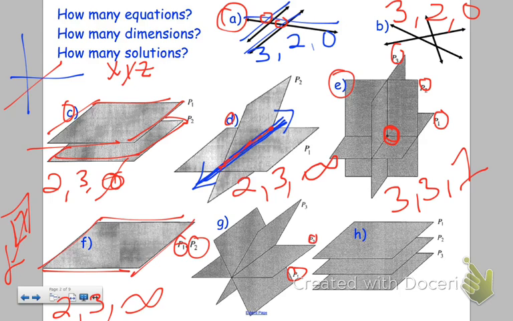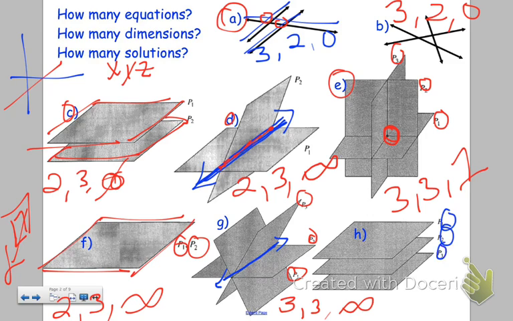Here, plane 1, 2, 3. Hopefully you can tell there are 3 pieces of paper looking things there. And this is 3 equations, 3 dimensions, and infinite solutions because all 3 pieces of paper meet at this line, which is again an infinite locus of points that satisfy all 3 equations.